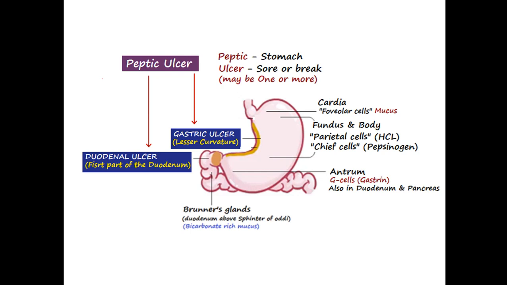The antrum of the stomach contains specialized cells known as the gastrin secreting or G cells. The same G cells are also present in the duodenum and the pancreas. The G cells secrete gastrin, and the gastrin then stimulates the parietal cells to promote excess secretion of HCl, hydrochloric acid.